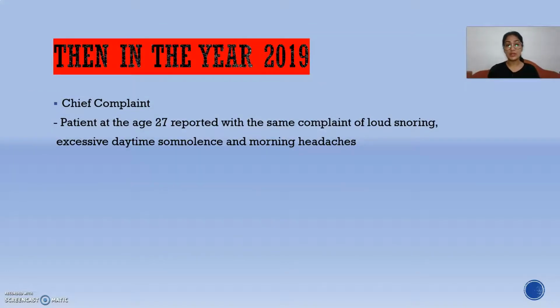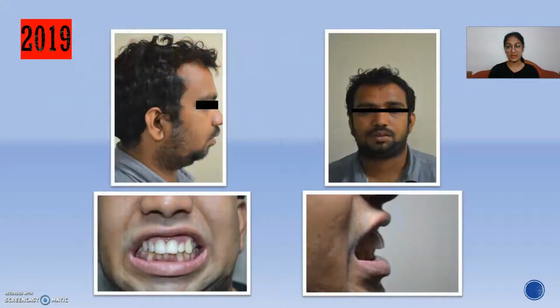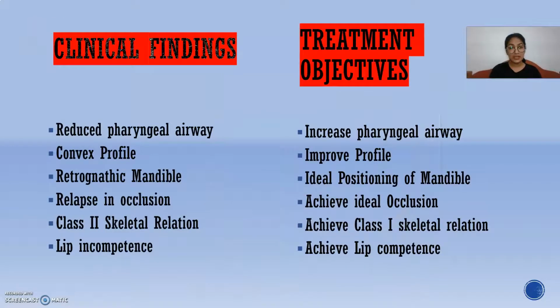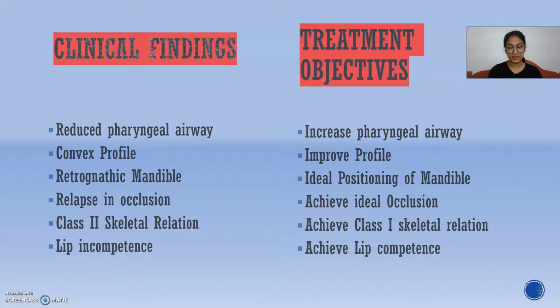Then in the year 2019, the patient came with the same chief complaint of loud snoring, excessive daytime somnolence, and morning headaches. The patient's clinical findings were reduced pharyngeal airway, a convex profile, relapse in occlusion, retrognathic mandible, class 2 skeletal relation, and lip incompetence. The treatment objectives would be to increase the pharyngeal airway, improve profile, ideal positioning of the mandible, achieve ideal occlusion, achieve class 1 skeletal relation, and achieve lip competence.